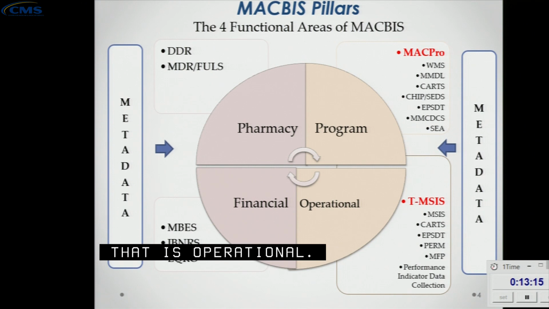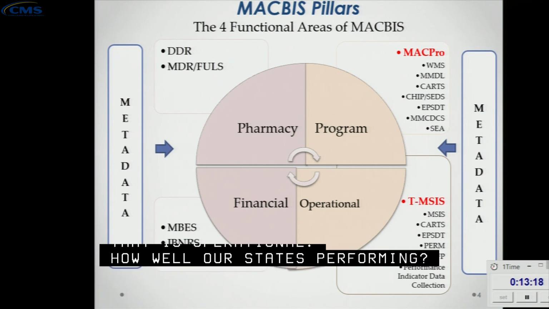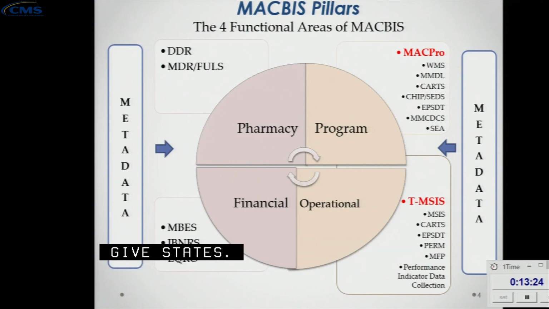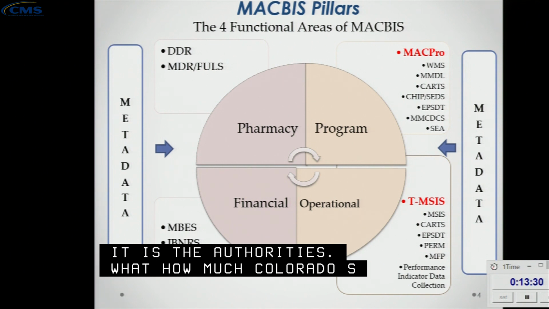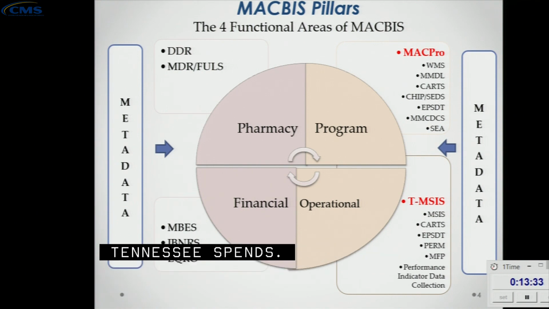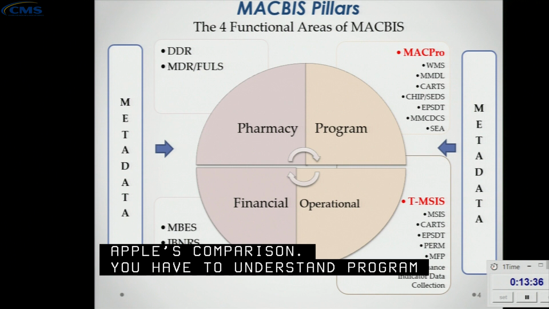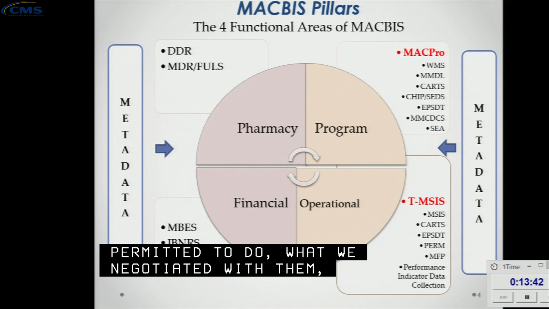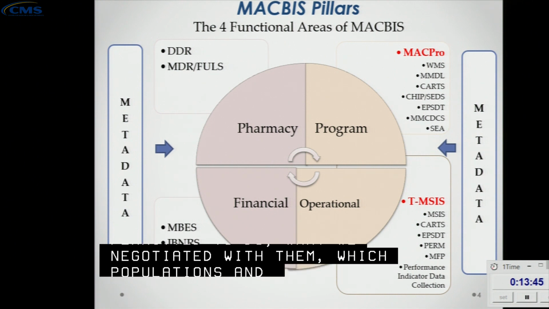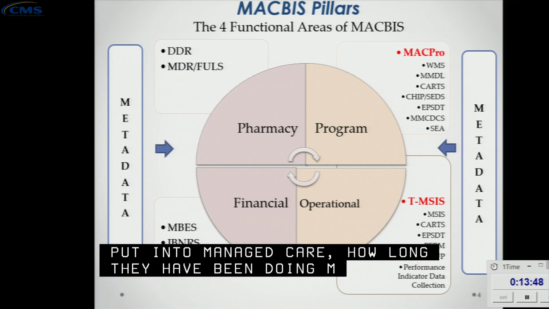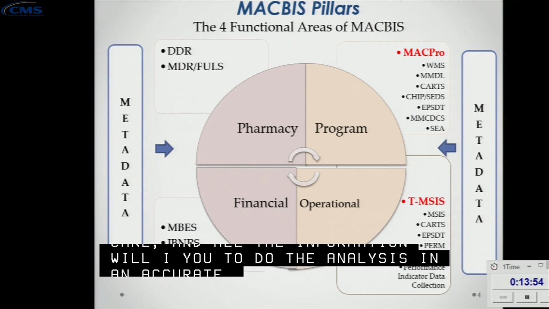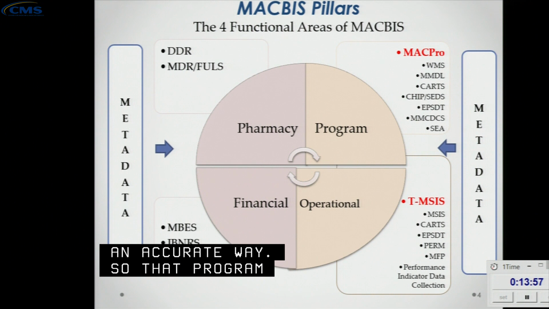And the fourth one is program. So this is what I was talking about in terms of the different flexibilities we give states. It's the authorities. So if I say to you, look how much Colorado spent on managed care, look how much Tennessee spent on managed care, you can't do an apples-to-apples comparison. You have to understand, program authority-wise, what they were permitted to do, what we negotiated with them on a waiver in terms of cost neutrality, which populations and services they put into managed care, how long they've been doing managed care, and all of that information is program data that will allow you to do the analysis in an accurate way. So that program data ultimately is going to be in a system that we are building called MACPro.